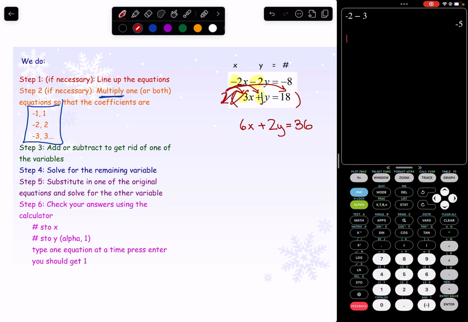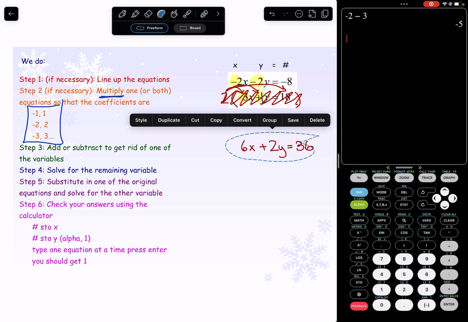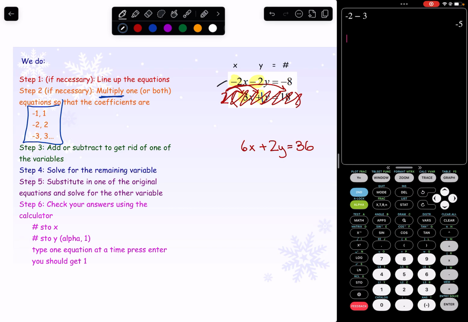And I do not need this equation anymore. This is my new equation. And I am now going to write the first equation again. I'm going to write this here. I have negative 2x minus 2y equals negative 8. And I can see that this is going to work out nicely because I have a negative 2 and a positive 2. So I can go ahead and add my equations.